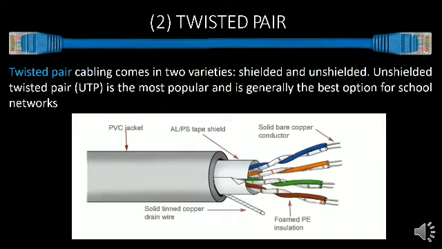Second, twisted pair. Twisted pair cabling comes in two varieties, shielded and unshielded. Unshielded twisted pair or UTP is the most popular and is generally the best option for school networks. These are the parts of twisted pair: PVC jacket, AL or PS tape shield, the solid bare copper conductor, foamed PE insulation, and solid thin copper drain wire.